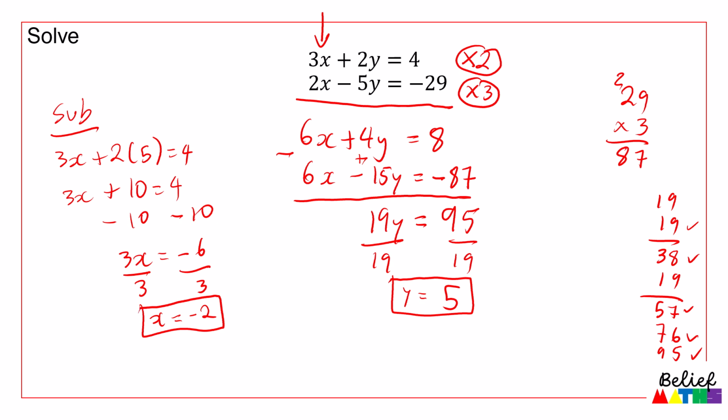Okay. Now if we want to do our check, we can check it here at the bottom. Let's do 2 times negative 2 minus 5 times 5 equals minus 29. Well, 2 times negative 2 is negative 4. Negative 5 times 5 is negative 25. And negative 4 take away 25 is in fact negative 29. So we know again we're correct.